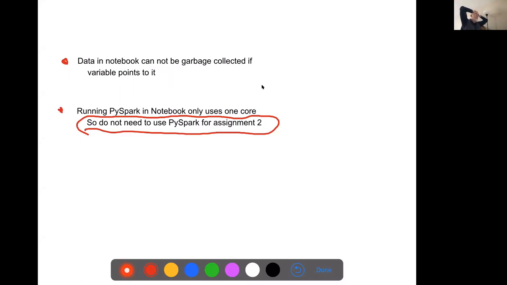When I was running PySpark in the notebook, I ran it for almost 5 minutes, and it did not exceed 100% utilization. And I explicitly asked it to use six cores, and the same thing happened.